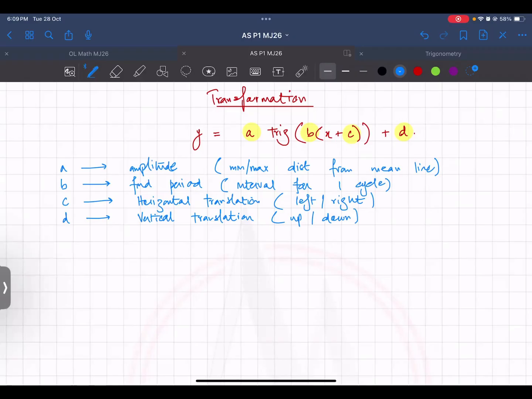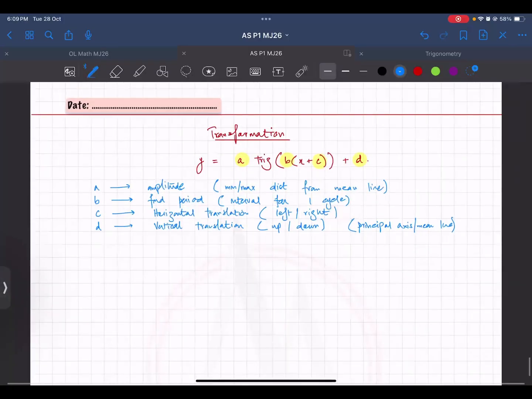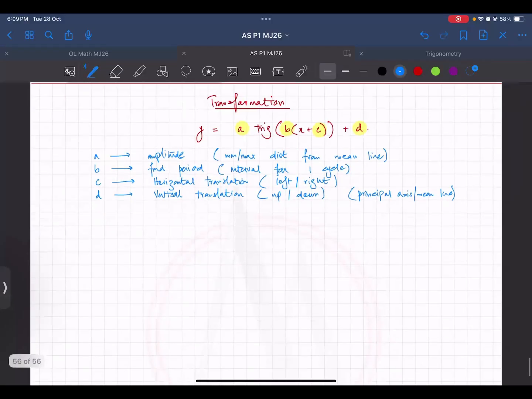But the better way to understand this D is, your D can also be called the principal axis, or the mean line. And you will see how each of them would now make the difference.